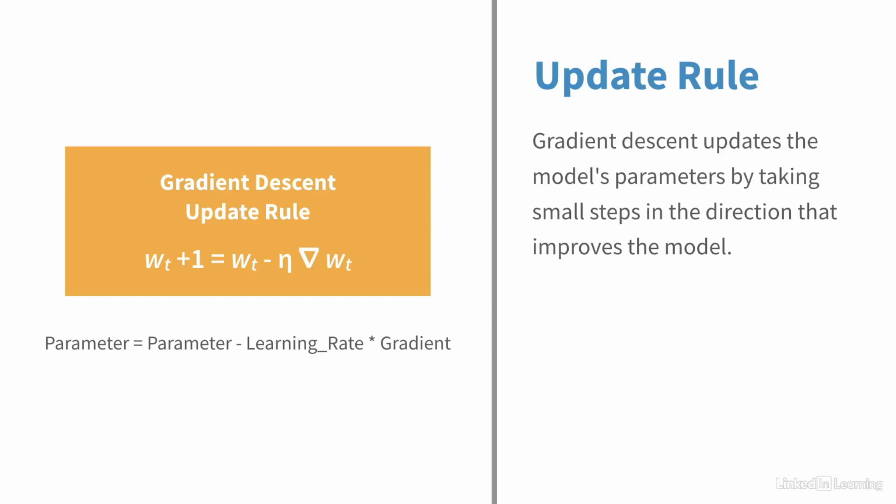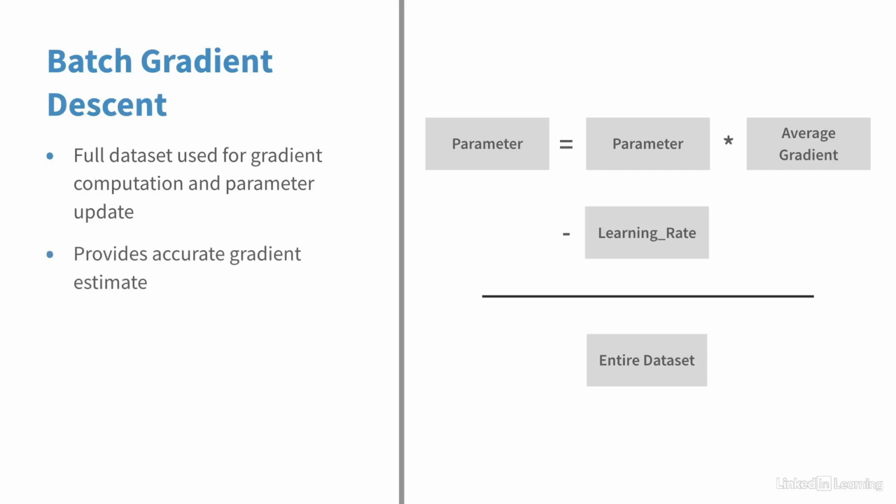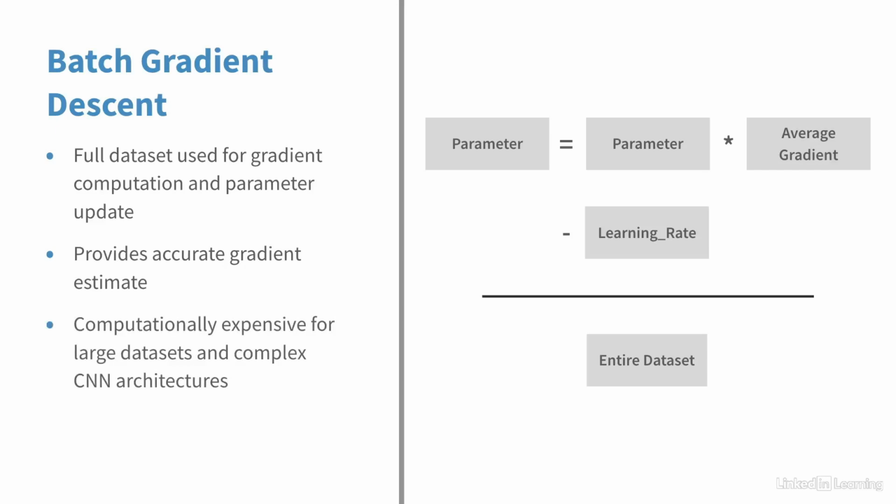There are several variants of gradient descent, each with its own strengths and trade-offs, which are particularly relevant to us when we're training convolutional neural networks. The first is batch gradient descent. This method uses the entire training data set to compute the gradient and update the model's parameters in each iteration. While this approach can provide a stable and accurate estimate of the gradient, it's computationally expensive and slow, especially when you're working with large data sets and complex CNN architectures. The gradient is calculated as the average gradient of the loss function over all the training examples.